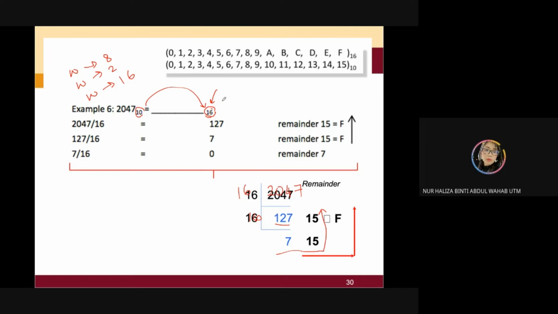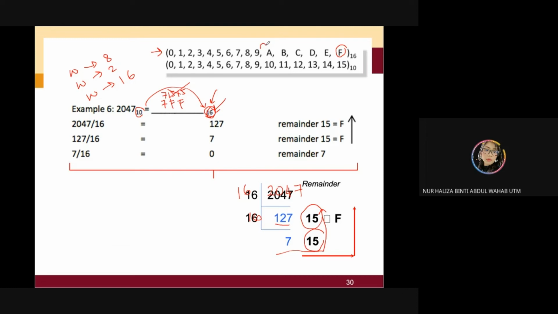So as you know, this is base 16, which is hexadecimal, and 15 will be represented as F. That's why your value represented in hexadecimal will be 7FF, not 7 15 15. Because your hexadecimal numbering will be like this.